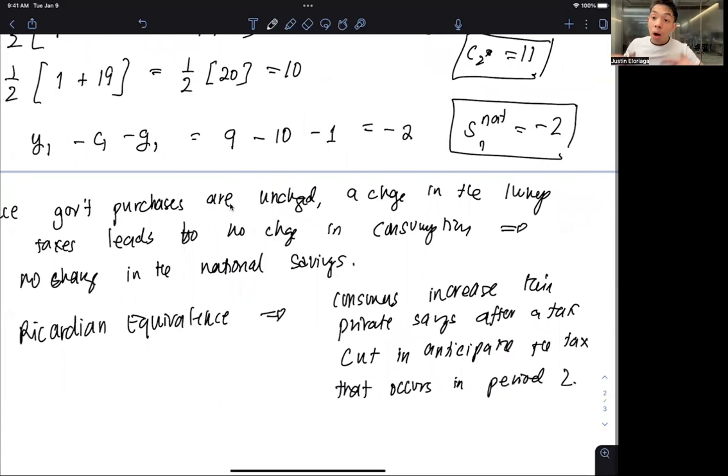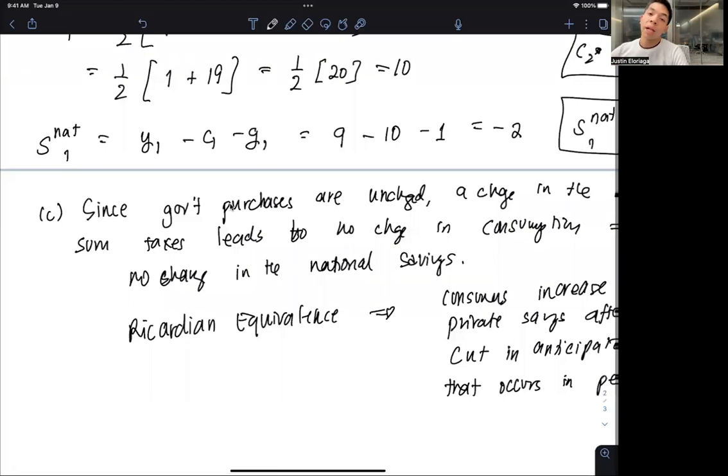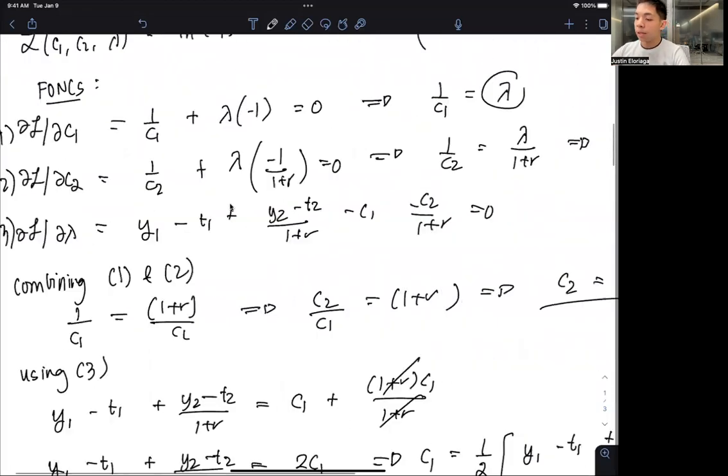Right? Because they anticipate a tax increase in the second period, they will increase their savings in the first period to compensate for that potential increase in the second period, so as to smooth out consumption. That's this concept of the Ricardian equivalence. That's what happens when a lump sum tax is levied.